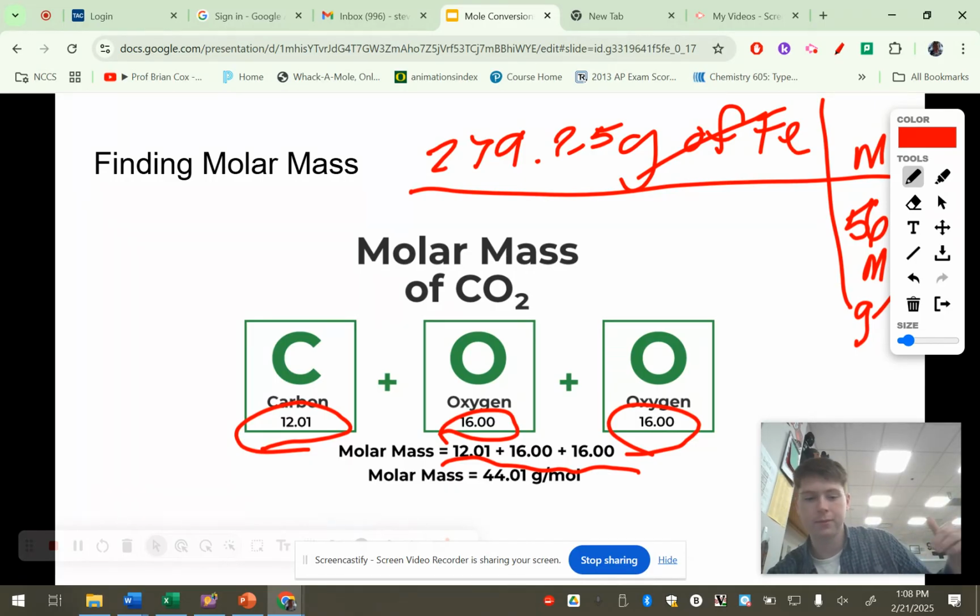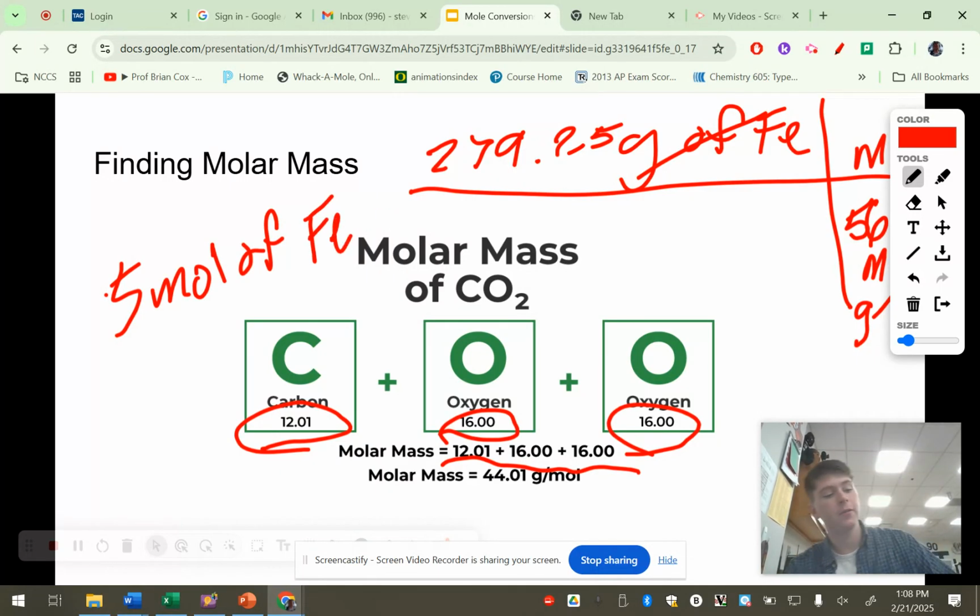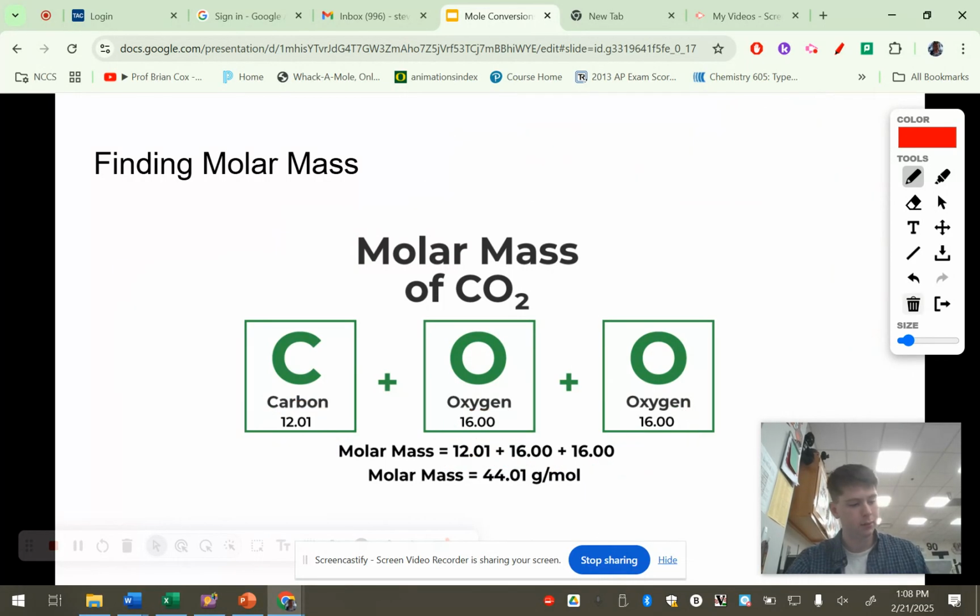Mr. Wood's doing the calculation right now. You get 5, so you'd have 5 moles of Fe. And 5 corresponds to light blue, so you'll get your light blue crayon and color in the goggles light blue. Pretty much it. Now, there's other ways to do it.